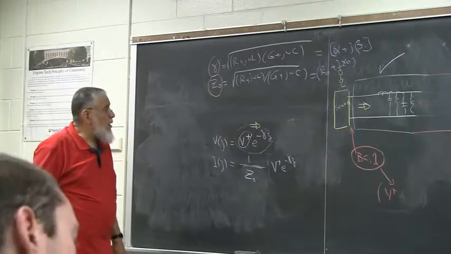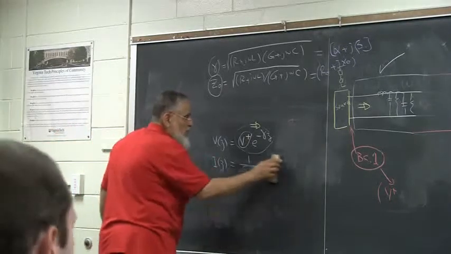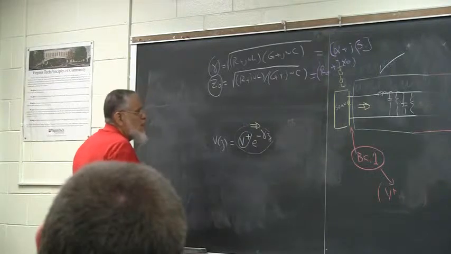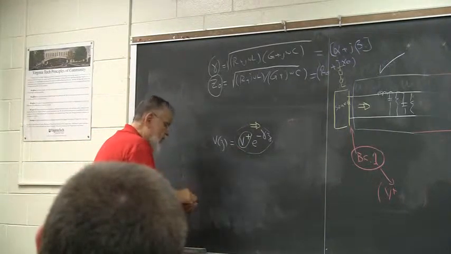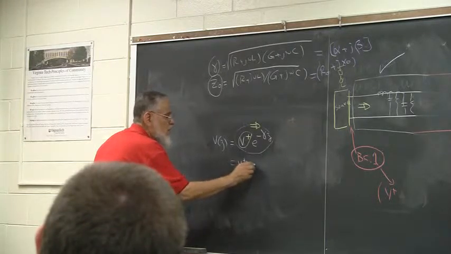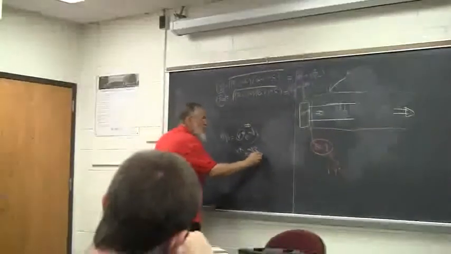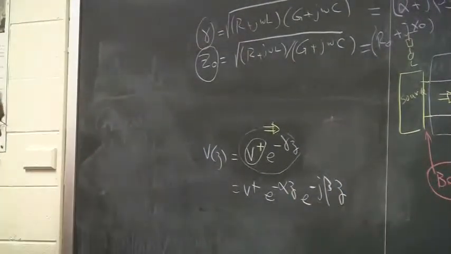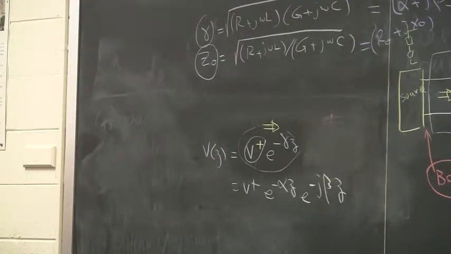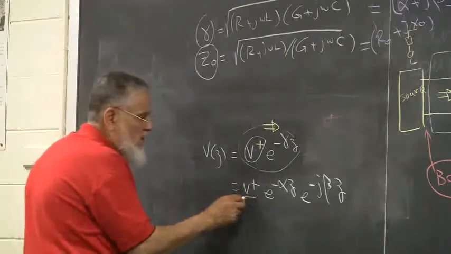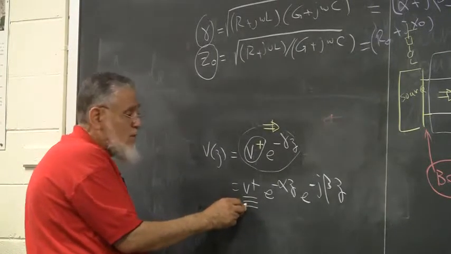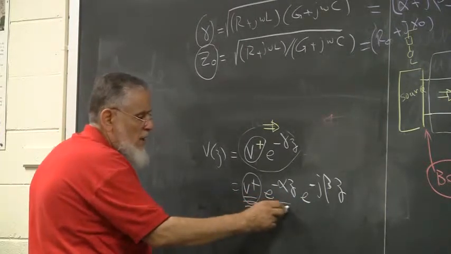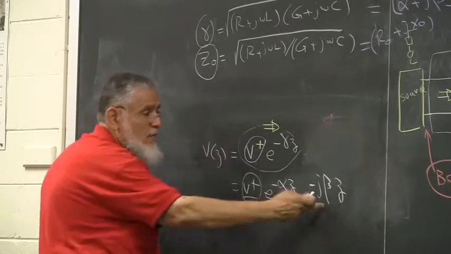All right? So I'm going to erase the current wave because I need some space underneath, but we'll get back to it when we need it. So this now is in the form of V plus e to the minus alpha z, e to the minus j beta z. Now this one here is constant. So that constant here, along the z, is getting multiplied by a decaying factor and a phase shift factor.